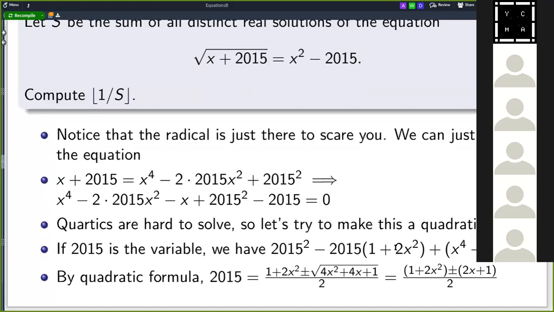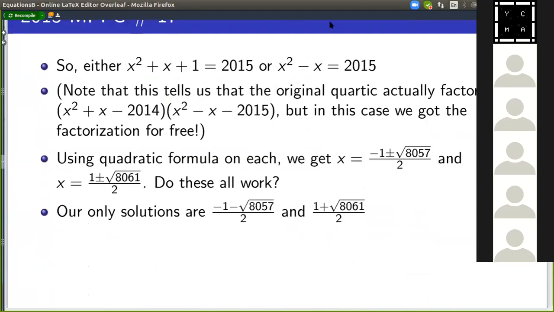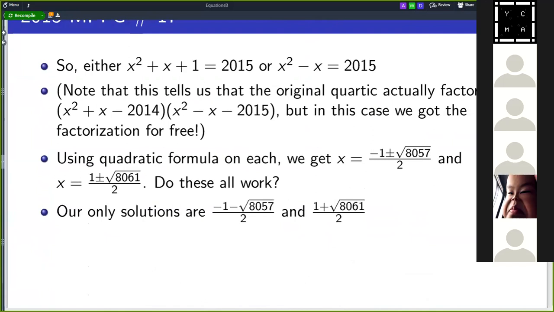And once you start computing it, as it turns out, one of them is greater and one of them is less. So our only solutions are -1 minus the square root of 8057 all over 2, and 1 plus the square root of 8061 all over 2. And to easily see why the other ones don't work, the number inside the square root is around 4 times 2015. If the -1 goes in the opposite direction of the radical, like -1 plus the square root of 8057 or 1 minus the square root of 8061, once we square it, the difference is going to be way too big, and it's going to be within the threshold of the square root of 2015. So it won't work. So those are our only solutions, and we'll just add them and take the reciprocal.